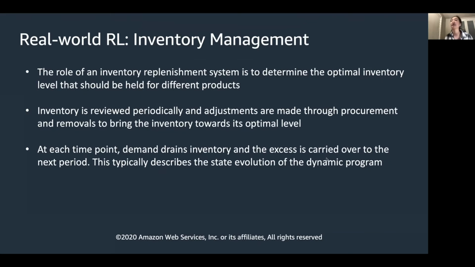Inventory level is reviewed periodically, and adjustments are made by either adding or removing the existing inventory through different means. Most retailers face this problem either in their stores or warehouses. At each time point, demand drains the inventory, and the extra inventory is carried over to the next period. If the retailer fails to meet that demand, it will either be marked as a backlog order that gets fulfilled at a later date, or simply chalked up as a lost sale with zero profit. And this typically describes the state evolution of a dynamic problem.